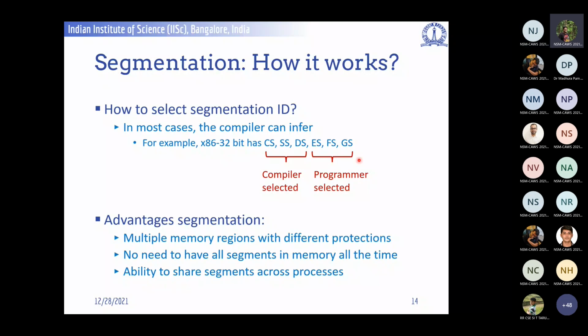So of course, the advantage of segmentation over base and bound is clear. You effectively have more base and bound pairs. So some of the constraints, like there being only one allocated region, go away, and so on.